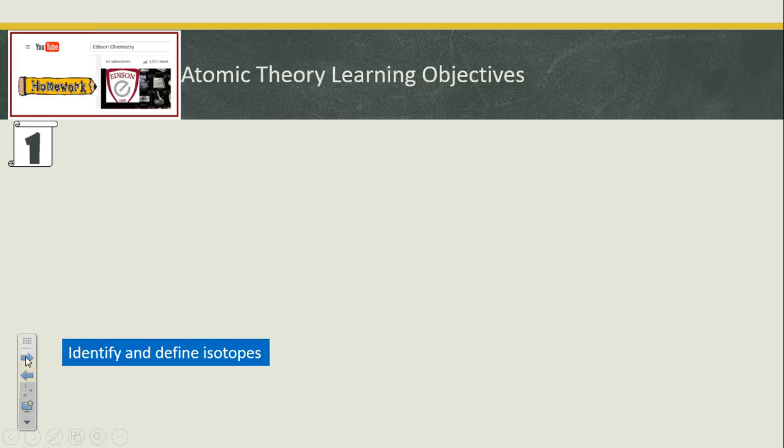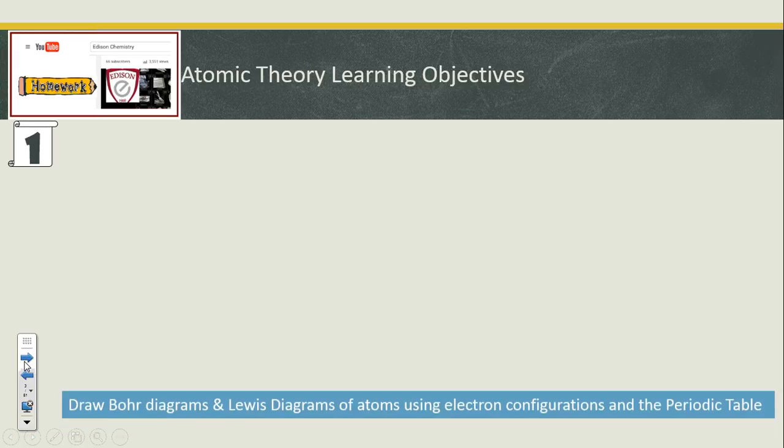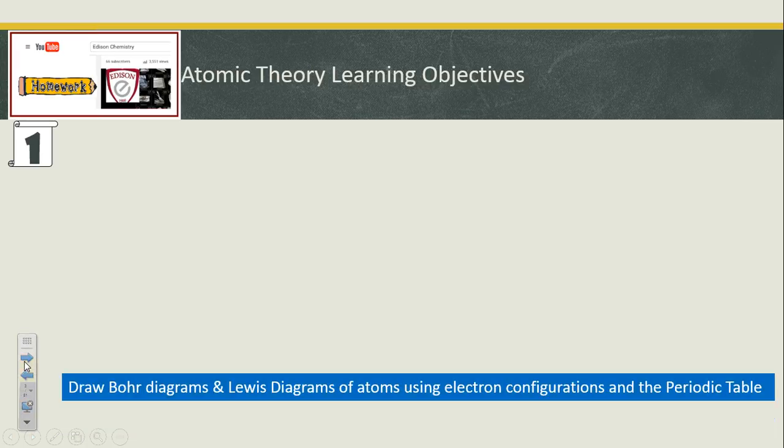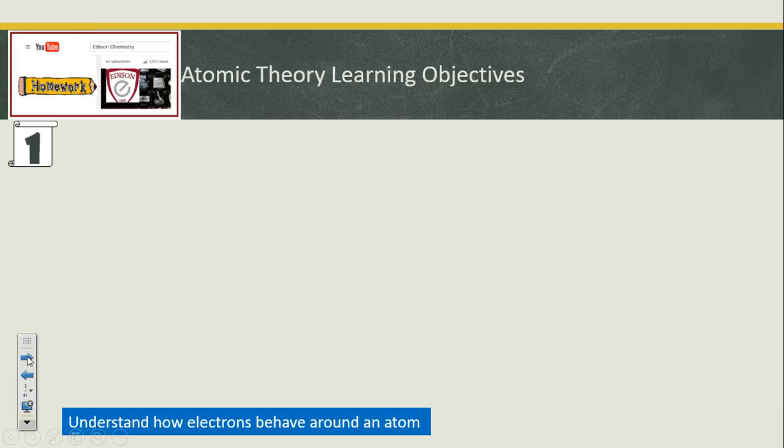Identify and define isotopes by their notations. What an isotope is, how you know that it's an isotope based upon how it's written on paper. Draw diagrams from the Bohr perspective and Lewis perspective of atoms using electron configurations in the periodic table. So again, interpreting the periodic table to make a model of an atom. And understand how electrons behave around an atom. This is where the colored lights and emission and absorption comes into play.